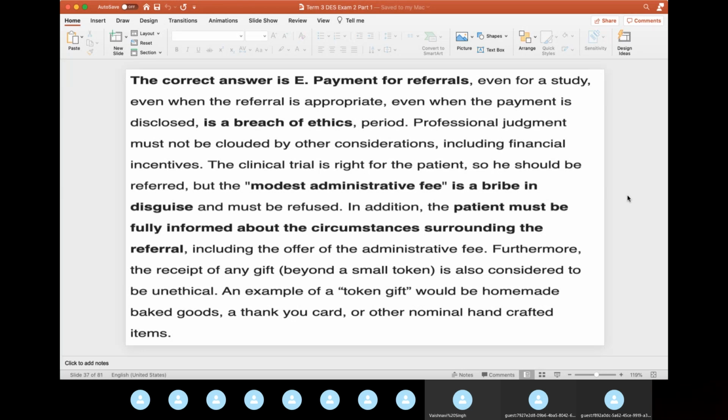In addition, the patient must be fully informed about the circumstances surrounding the referral, including the offer of the administrative fee. Furthermore, the receipt of any gift is also considered to be unethical. An example of a token gift would be homemade baked goods. That's okay. You can accept that. A thank you card, you can accept that one, or other nominal handcrafted items. So full disclosure and refuse the modest administrative fee. Okay.